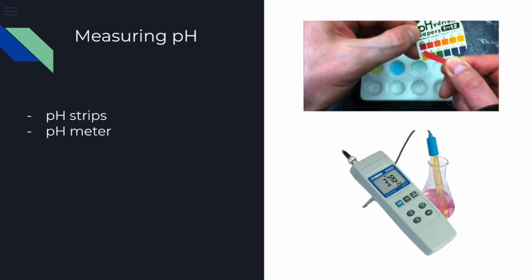Two common ways to measure pH are to use a pH strip or a pH meter. To use a pH strip, you dip it into the solution and compare its new color to a key that will allow you to approximate the pH. Another way is to use a pH meter that will sit directly in a solution and read off its pH.